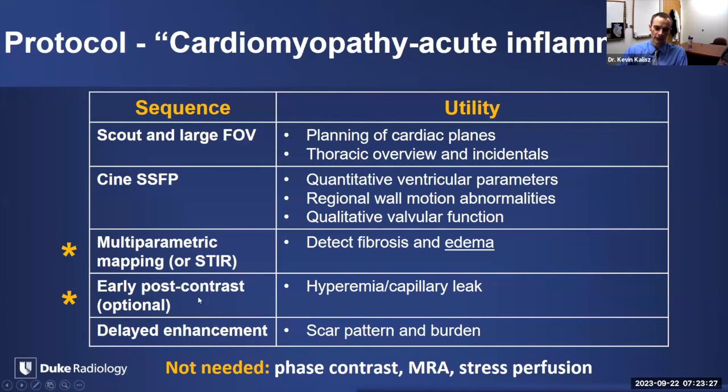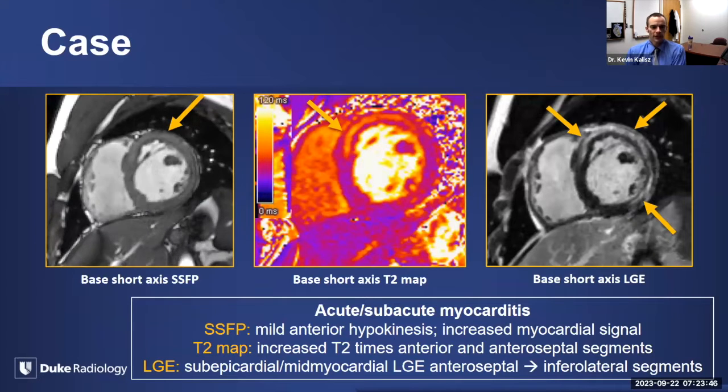And I have mentioned here, I'm not going to show these images here. This is maybe a little bit more historical, but especially if you're evaluating for myocarditis, some would argue to potentially do some early post-contrast imaging. That's really to evaluate for findings of hyperemia or capillary leak that you can see with myocarditis or some acute myocardial inflammation. So a couple examples here of myocarditis, acute or subacute myocarditis.